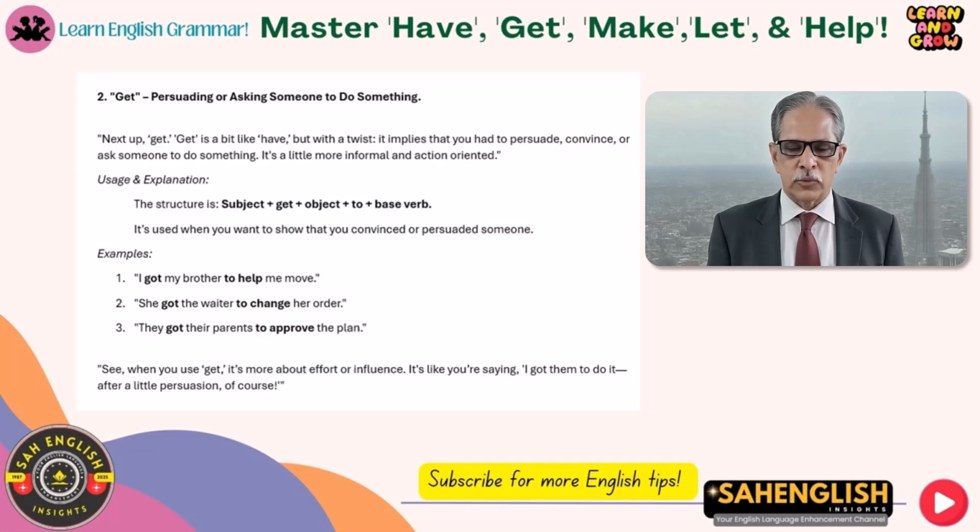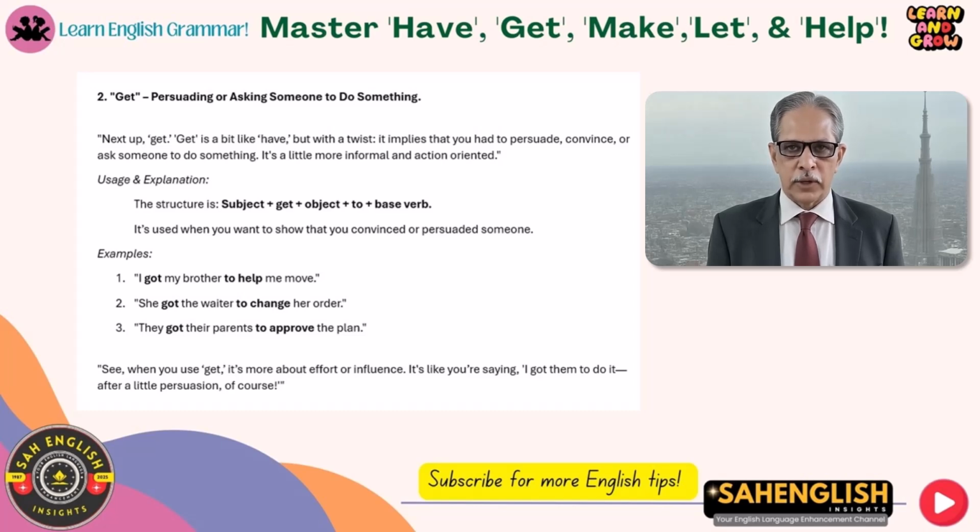2. Get, persuading or asking someone to do something. Next up, get. Get is a bit like have, but with a twist. It implies that you had to persuade, convince, or ask someone to do something. It's a little more informal and action-oriented. Usage and explanation. The structure is subject plus get plus object plus to plus base verb. It's used when you want to show that you convinced or persuaded someone.